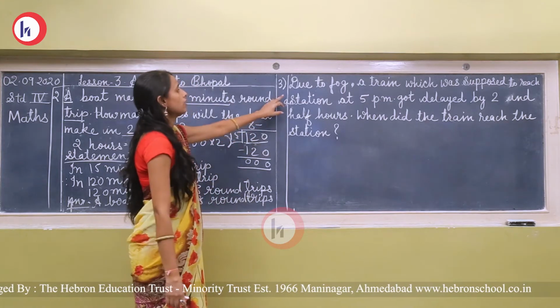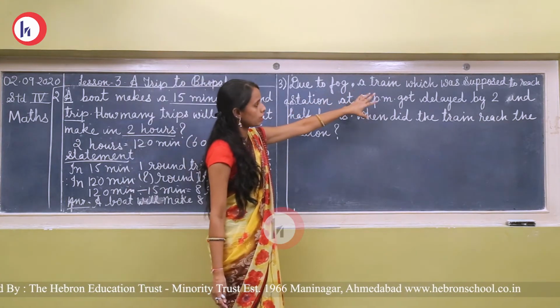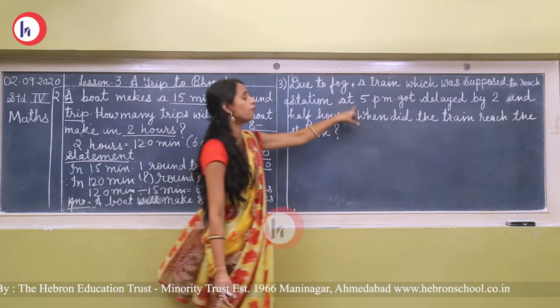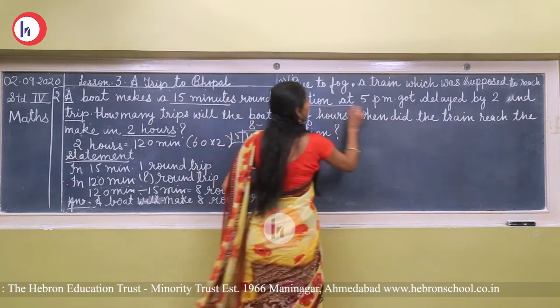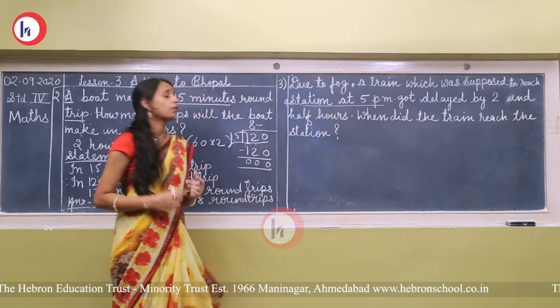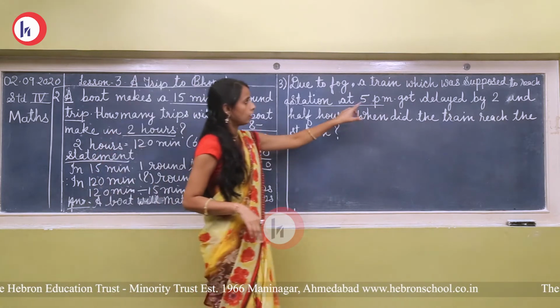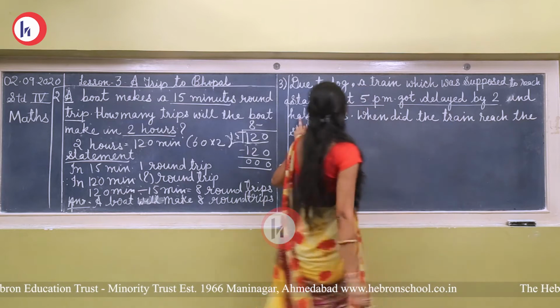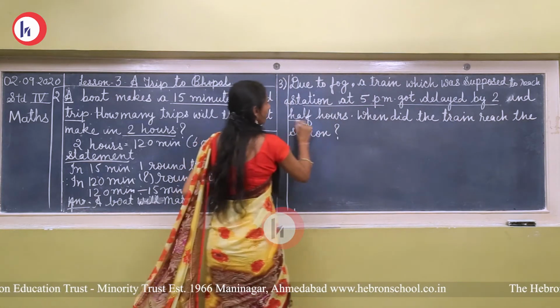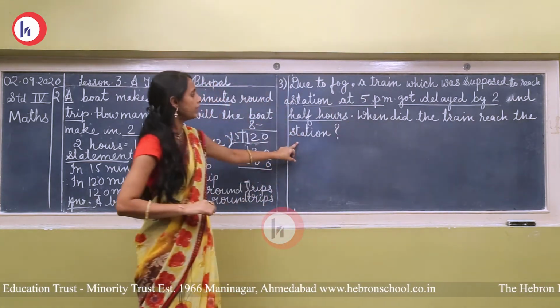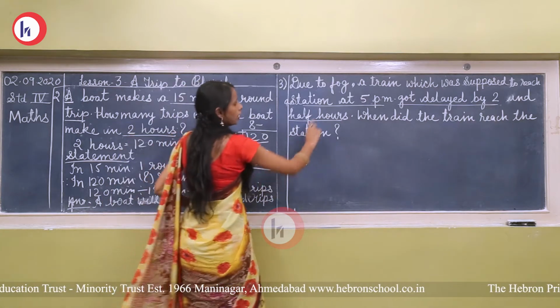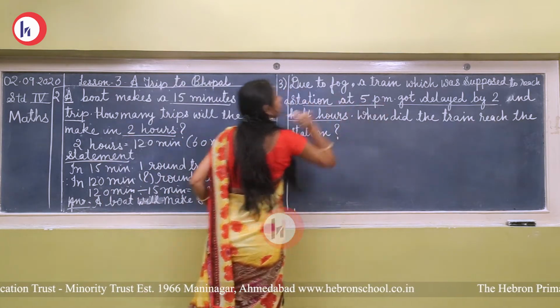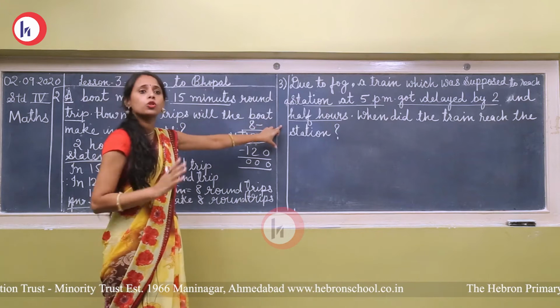Okay, next question is, due to fog, a train which was supposed to reach a station at 5 p.m. So, this is the time which was supposed to reach the train and got delayed by 2.5 hours. Okay, 2.5 hours. When did the train reach the station? So, first of all, see which is the time that was supposed to reach the train.